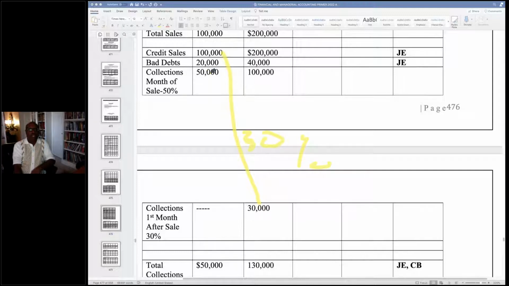So the people paid 50% of the 100 in the quarter of sale. They pay the 30% the next quarter, just like a lot of you do with your tuition. You pay half down, then you pay another third later or whatever. Got it? Yes.